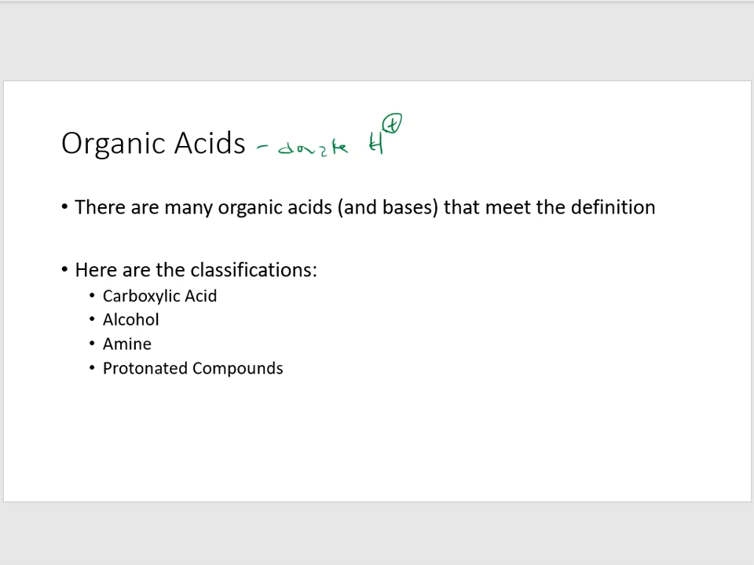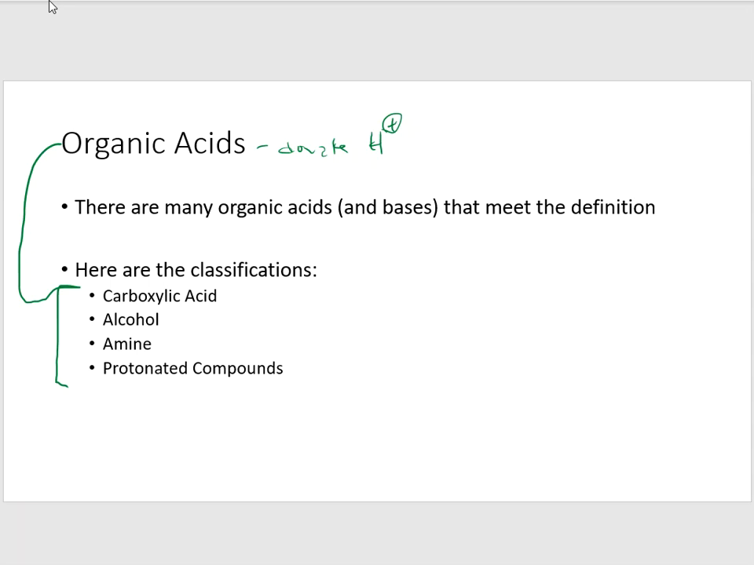So there are different classifications of what we are going to look at as our first organic acid group. And here are the 4 classifications that you need to become acquainted with. The first one is a carboxylic acid. The second one is an alcohol. The third one is called an amine. And the next one is a protonated compound. These are the 4 classifications that we are going to be referring to throughout the rest of this video and maybe upcoming videos as well.